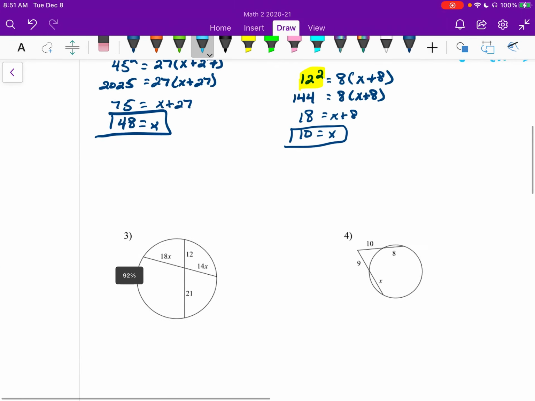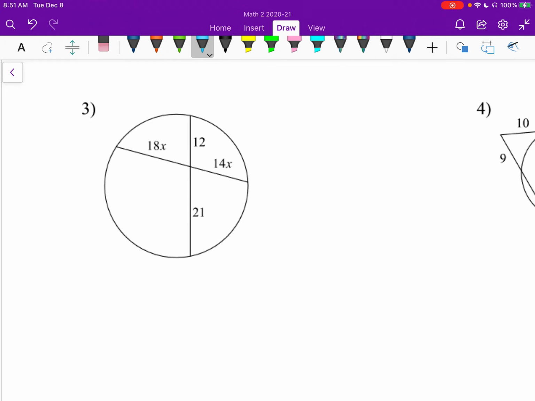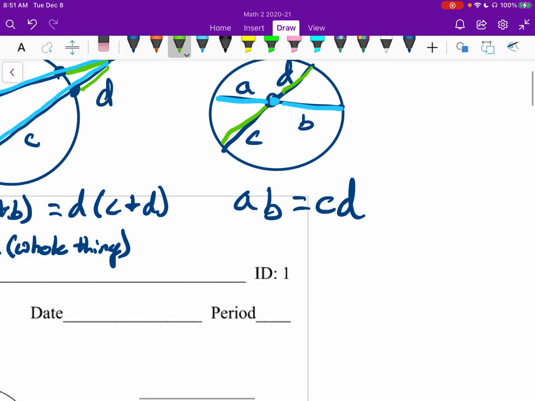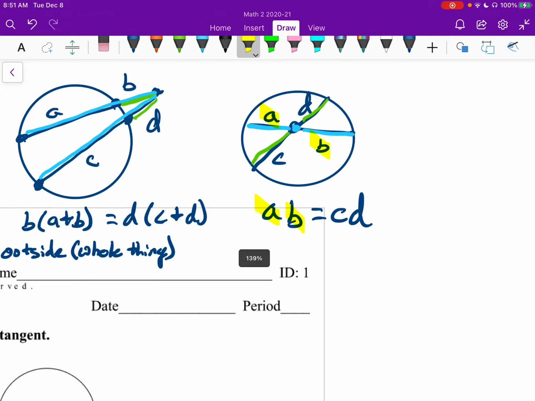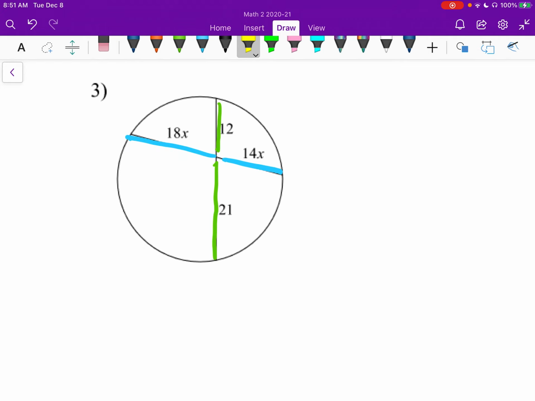All right, moving on to number three. These are chords that intersect inside the circle. So we have the first chord, here's a piece and here's a piece, and then we have the other chord, here's a piece and here's a piece. Let's look back at our formula for just a second. We have A and B, A and B, they go to the same chord. That's something that's sometimes hard to remember. Same chord. So we're going to do the two blue pieces and then the two green pieces.